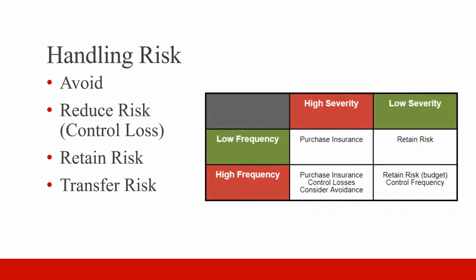Generally speaking, when the peril is severe but not frequent, people buy insurance to protect themselves. When the peril is frequent but not severe, people try to control the risk. When the peril is severe and frequent, people try to avoid it.